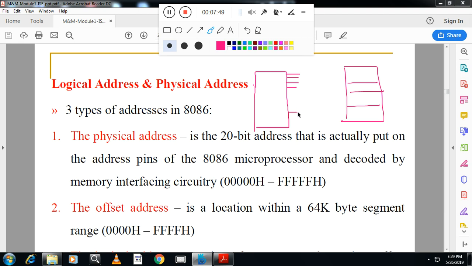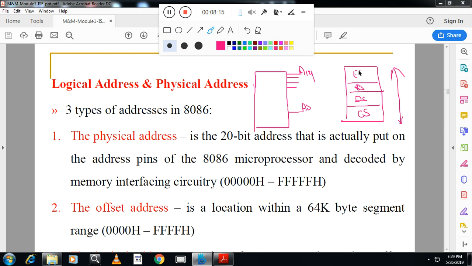That is from A0 to A19. These 20 address lines can address 1 MB of memory. This is 1 MB, and for memory management it is divided into different segments. This we call the code segment, this the data segment, this the stack segment, and this the extra segment.